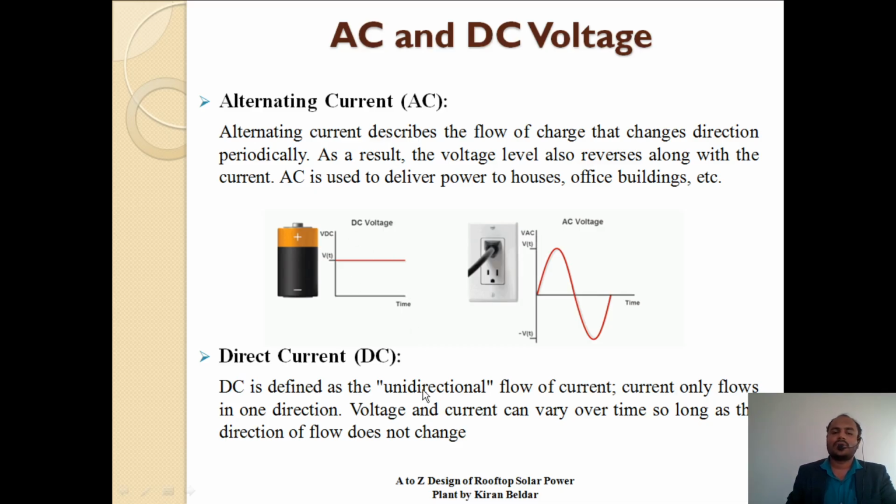Lower voltages, the batteries and the solar panels generate electricity in the form of direct current. And the home appliances which we are running use alternating current.